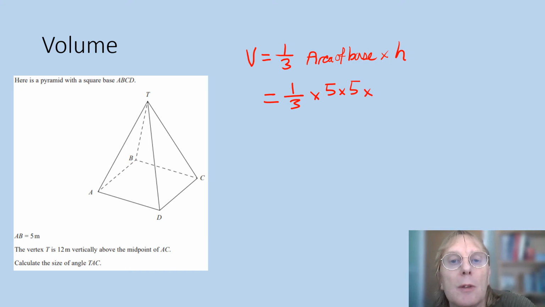Times the height, which is 12. And we can even do that in our heads, because 1/3 of 12 is 4. 5 times 5 is 25. 25 times 4 is 100. So it will be 100, and it's meters cubed. So volume, fairly straightforward from that. If they are going to ask you to use volume, they would have probably got you to work out something a little bit harder in order to do it. They might have asked you to do something to find the vertical height and then find the volume.